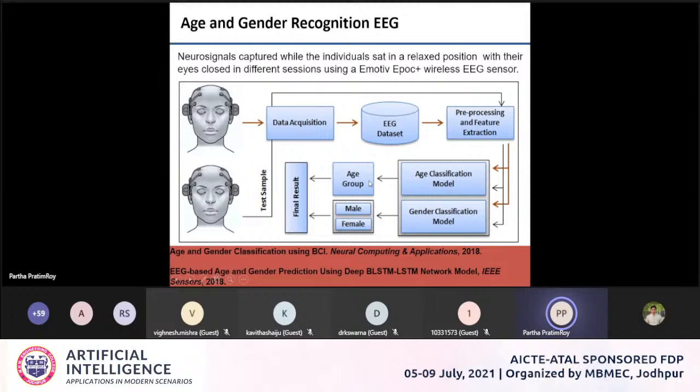To understand it better, for example, nowadays many smartphones are available. If you want to take a photo, on that screen it shows how old you look. When you start taking photos, it will say you look like 30 years old or 25 years old. Similarly, from these EEG signals, we also want to know how young you look, or what your gender is. These kinds of analysis.